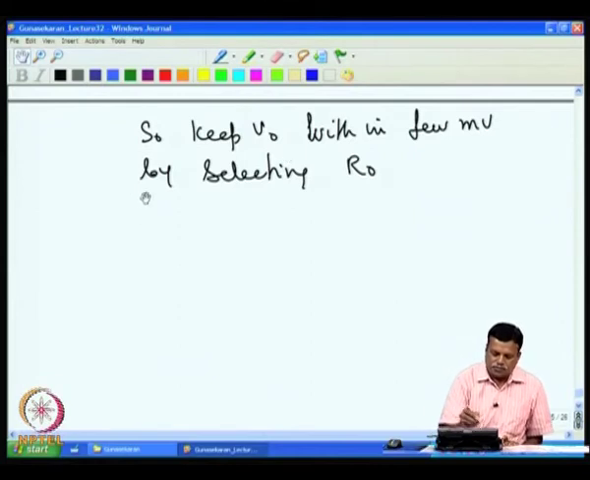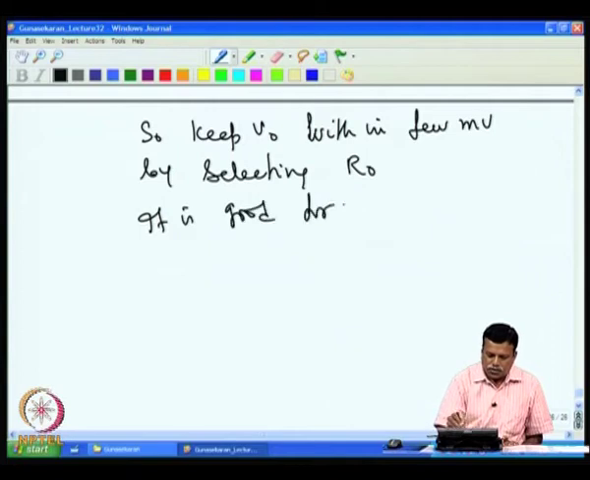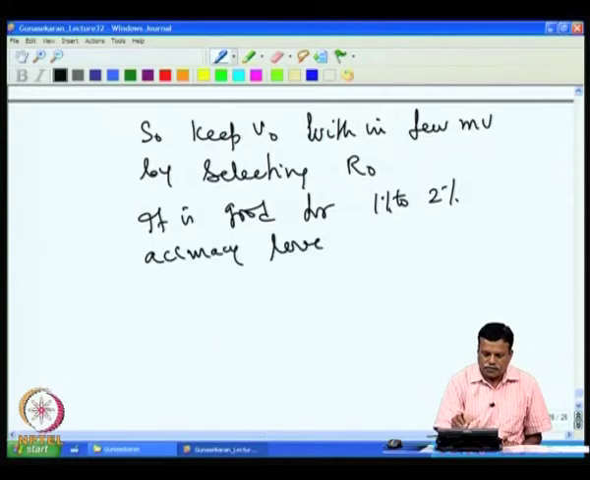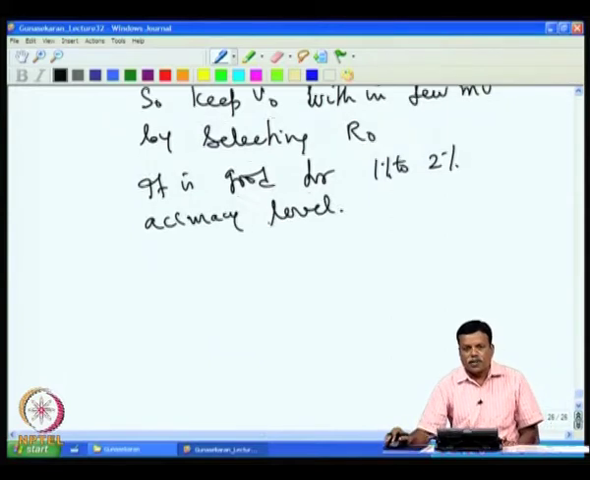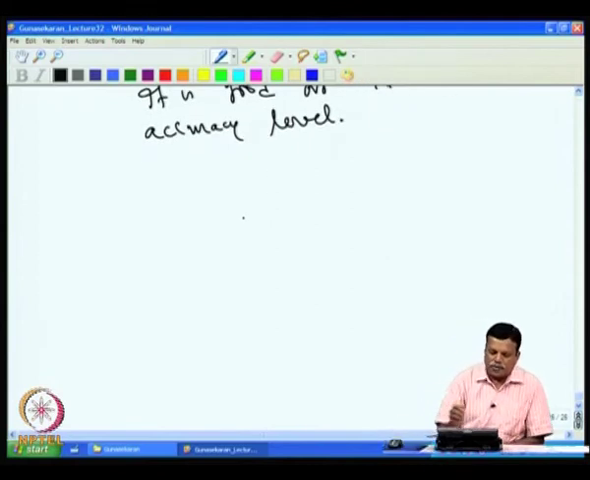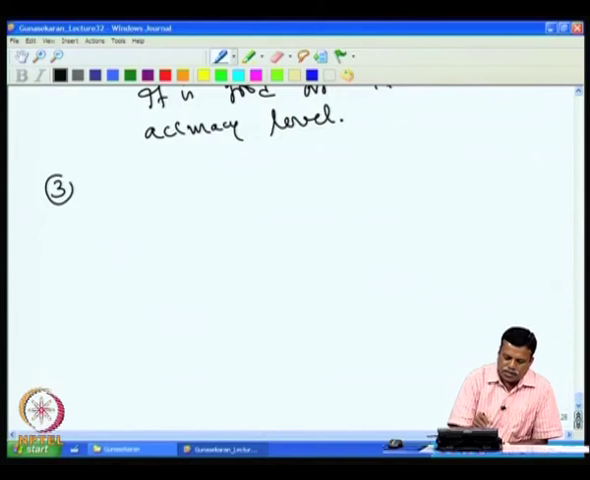It is good for 1% to 2% accuracy level. So, how do we make measurements using an op amp? The third technique that we are going to discuss in detail will be using an operational amplifier.